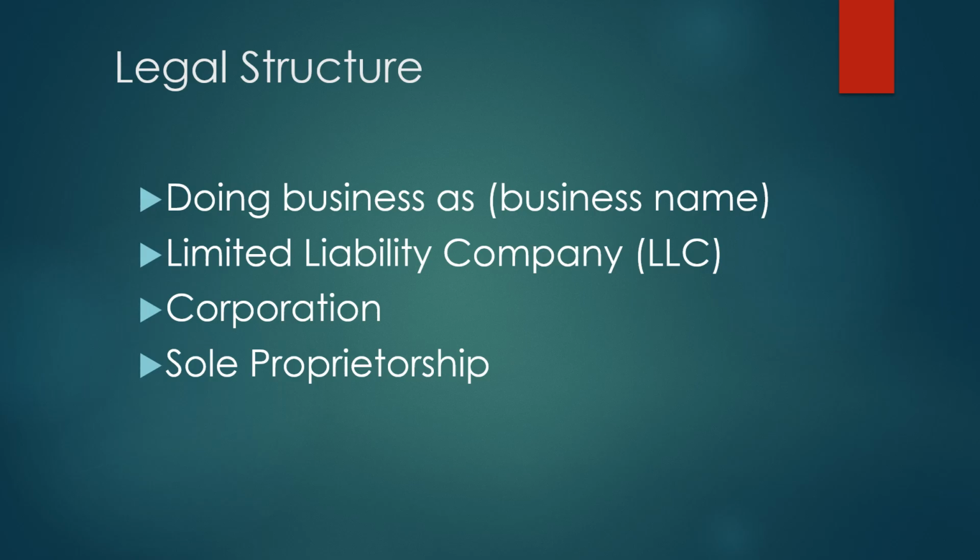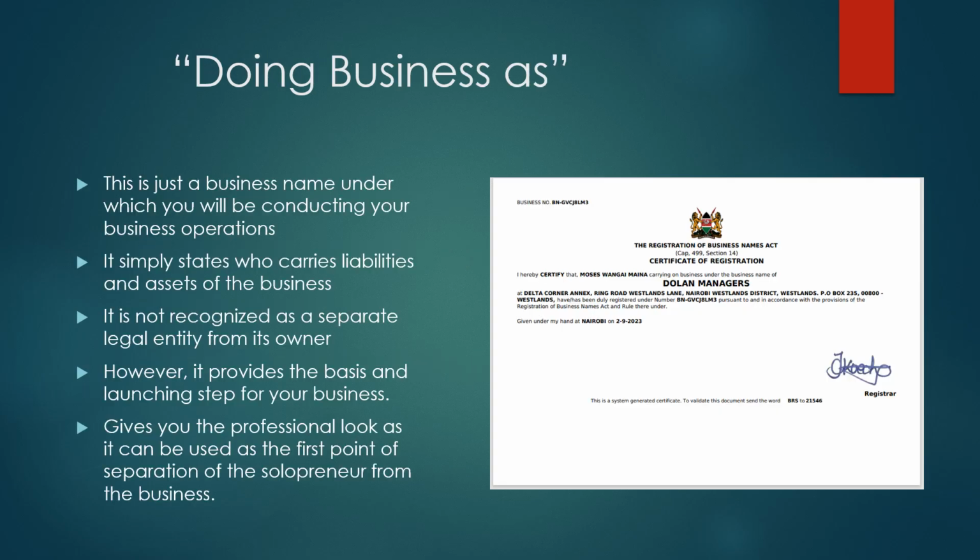can set up a business. And the first one is doing business as, which is the business name, and the next one is limited liability company, LLC, and the third one is corporation, and the fourth one is solopreneurship. So let's look at each of these and see what each entails.